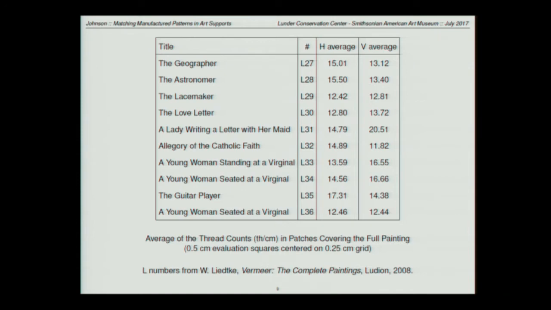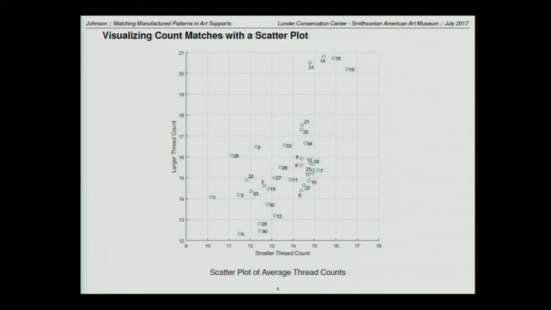So what? Well, you can see there's a lot of numbers here, but this is the problem with tables of numbers. Unless you're used to looking at them, it's not that helpful. So what we're going to do is put them in what's called a scatter plot. So the 34, there's 36 is the number here because there's two of his that are on panel. And these numbers are chosen from Walter Liedtke's catalog of Vermeer paintings. These are the numbers he gives them.